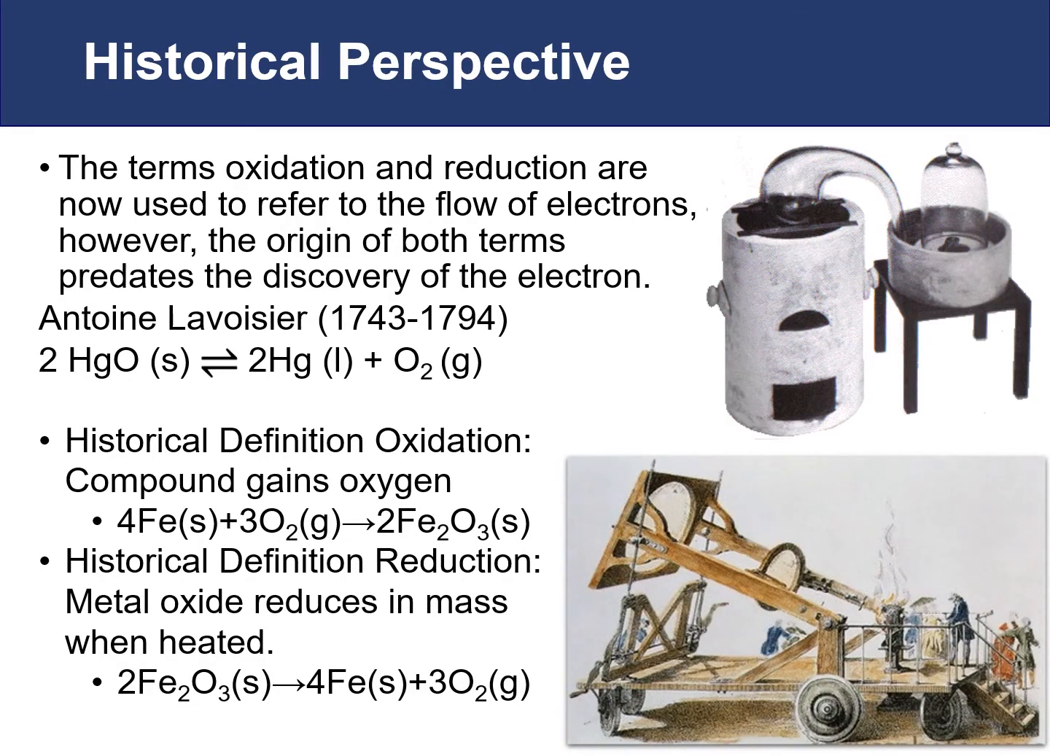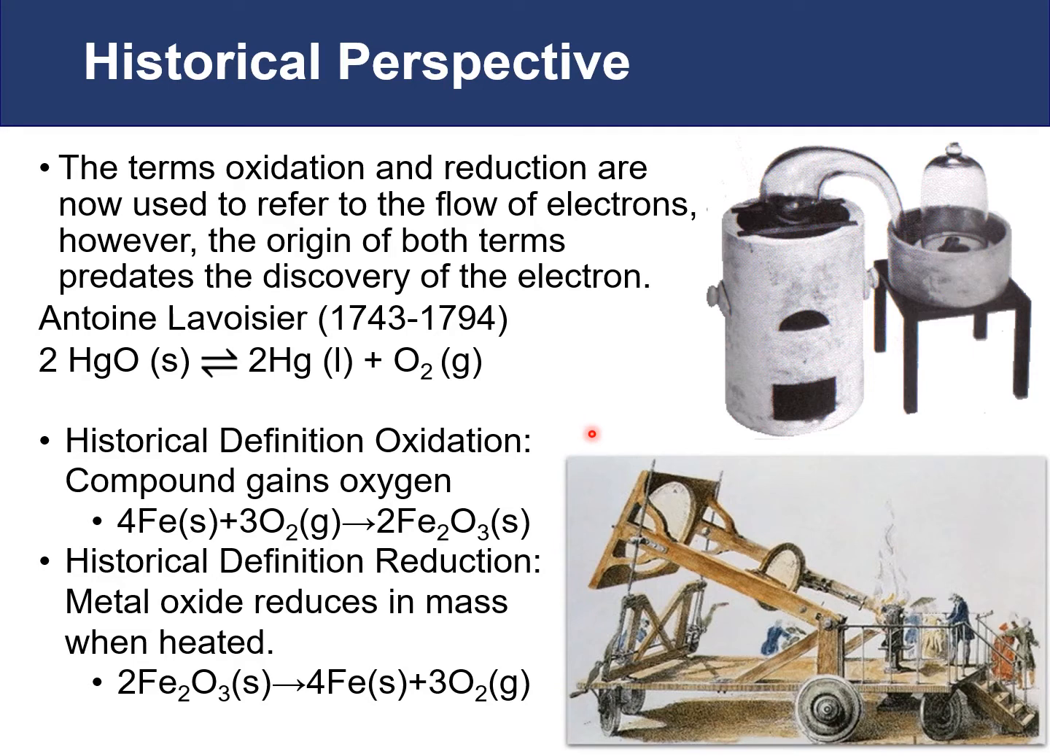The terms oxidation and reduction are often confusing when students first encounter them because they don't seem to have anything to do with electrons. Though we do now use them to refer to the flow of electrons, the origin of the terms oxidation and reduction actually predates our understanding of the electron. In a series of reactions done by Antoine Lavoisier, they were looking at how metals pick up and how metal salts give off oxygen. One of the famous examples is mercury oxide, which upon heating will thermally decompose to form mercury as a liquid, and it will liberate oxygen as a gas.